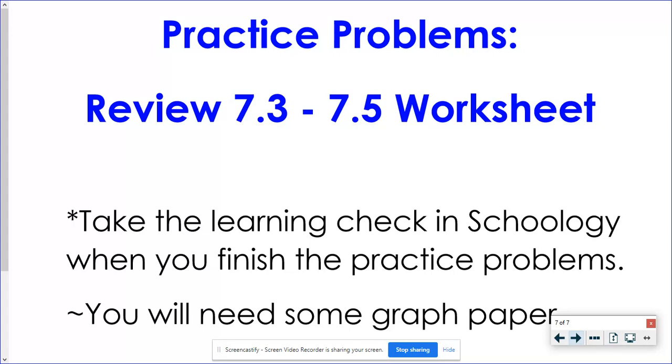Because we need to be able to graph to do some of these, you're going to need some graph paper possibly for those learning checks. Feel free to just reuse one of the graphs if you don't have an empty one. Just look at one of your graphs that you have from your worksheet and use that to do your counting if you need to. If you have any questions, let me know.